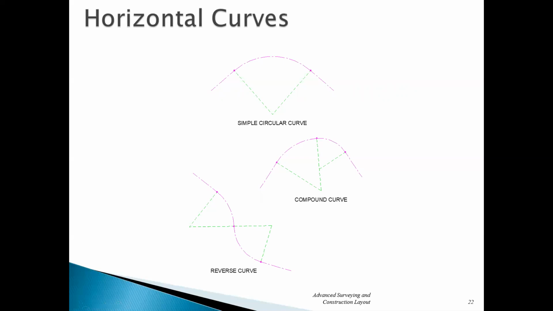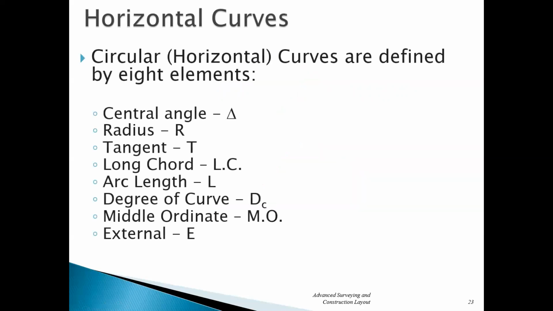So let's go into the curve itself. A curve is composed of 8 elements: the central angle, the radius, the tangent, the long chord, length of arc, degree of curve, middle ordinate, and external. These last two, the middle ordinate and external, are almost never used. In fact, very often you don't even see them on a set of plans, but you typically will see delta, RT, long chord, length of arc, and degree of curve. Those are all working numbers that are really prominently out there.